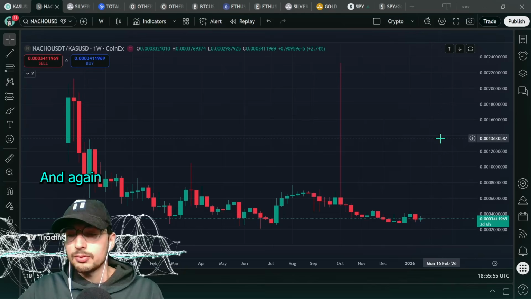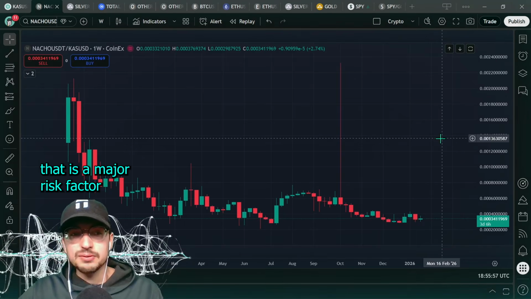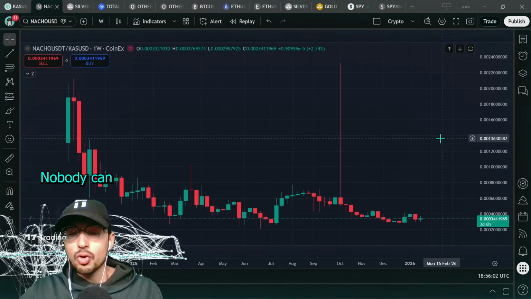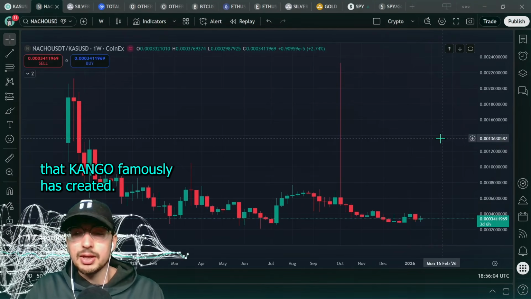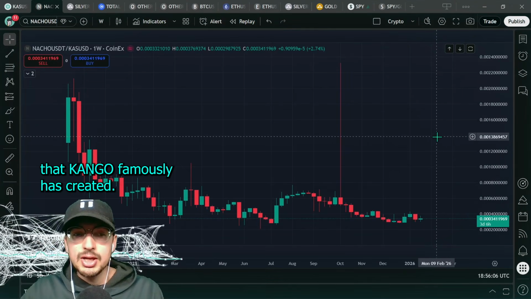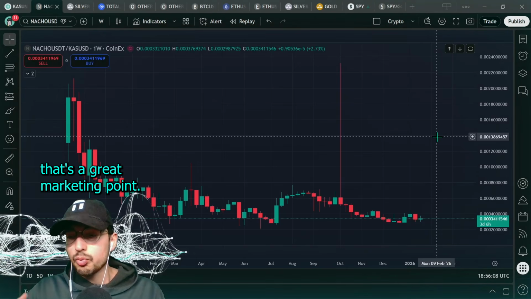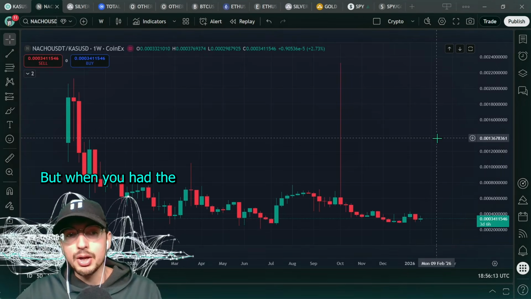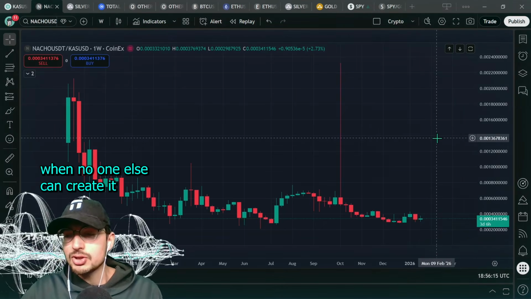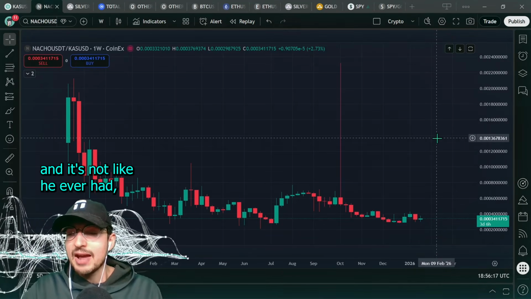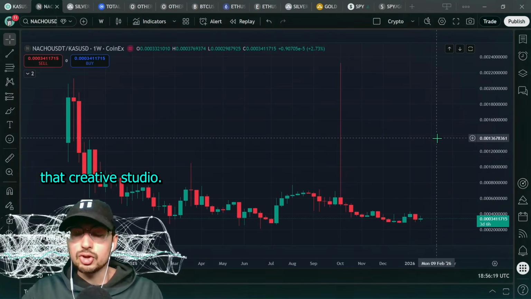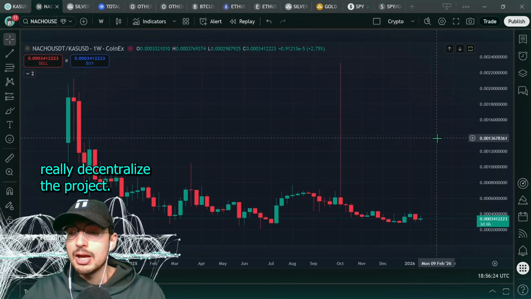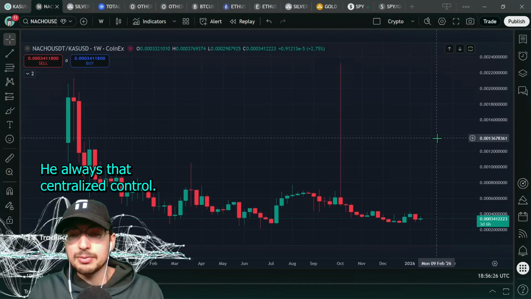He's gone. And again, that centralization is a major risk factor for such a project because that's where the animations come from. Nobody can create those animations that Kango famously has created. They look extremely awesome. And that's a great marketing point. It's why I really did fall in love with it at the start. But when you have that centralization, when no one else can create it, and it's not like he ever wanted to share that creative studio, he never wanted to pass on the reins. He never wanted to really decentralize the project. He always kept that centralized control.